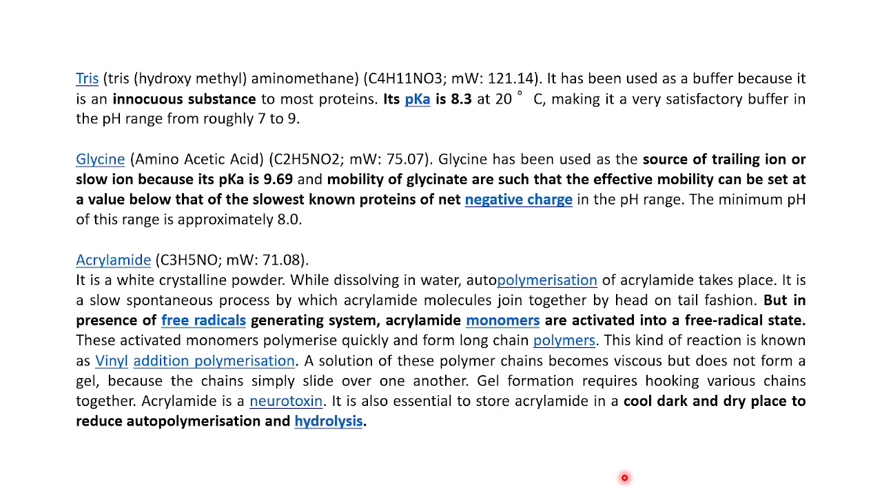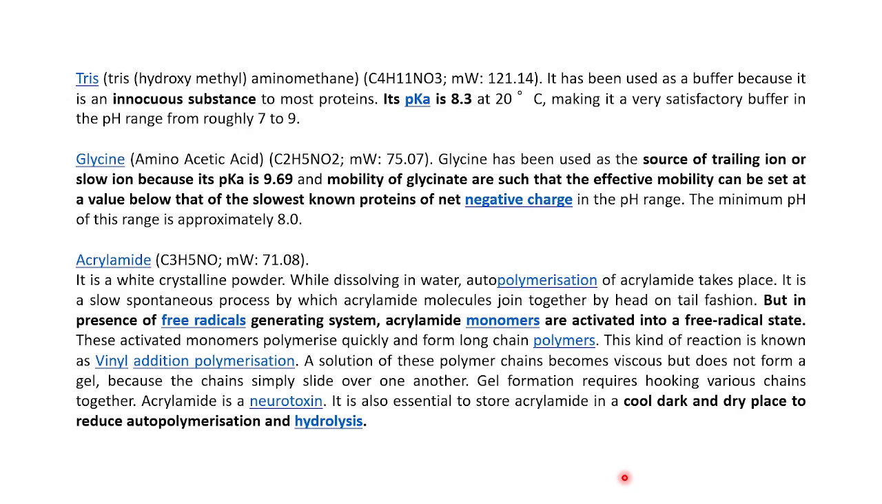The other factor is your acrylamide. It's a white crystalline powder. When you dissolve it in water, it autopolymerizes. It's a very slow spontaneous process by which acrylamide molecules join together via head to tail fusion. But in the presence of free radicals, the process becomes faster, and this forms long chains of polymers that form the gel matrix. This is known as vinyl addition polymerization, the name of the reaction.